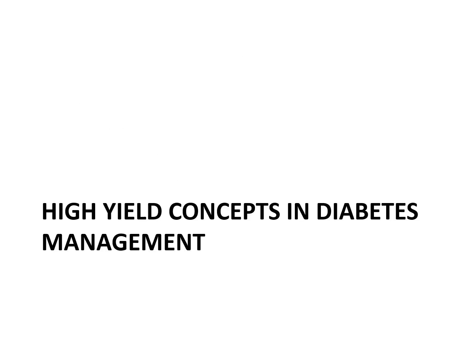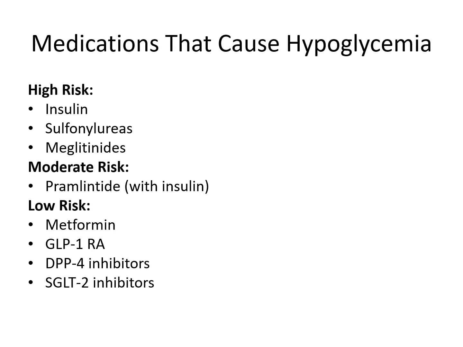Okay, we're going to review some of the high yield concepts in diabetes management. So let's quickly look at some of the medications that can cause hypoglycemia. So our high risk medications are again the insulin, the sulfonylureas, and the meglitinides. Moderate risk is pramlintide, especially with insulin. And then our low risk medications for hypoglycemia are metformin, GLP-1s, DPP-4 inhibitors, and our SGLT2 inhibitors.